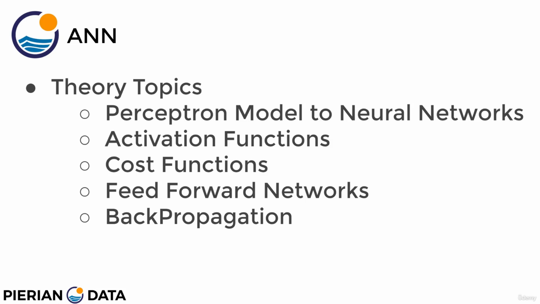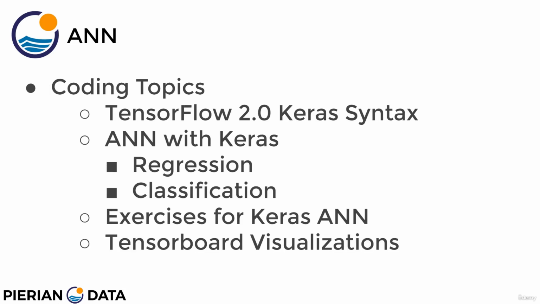Once we have a solid understanding of these fundamental ideas behind neural networks, we'll be able to move on to the coding topics. And we'll begin the coding topics by talking about the Keras syntax API, which is the main API now for TensorFlow 2.0 or 2.x. And then once we understand that Keras syntax, we'll show you how to build artificial neural networks with Keras for different types of supervised learning tasks, such as regression and classification.